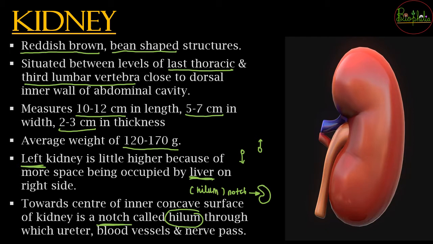Now what happens through this notch? This notch is going to be the entry point for the blood vessels, for the nerve passages, and even for the exit of ureters. So from here you can see in the diagram as well, there are going to be nerve endings, there are going to be blood vessels. So veins, arteries which are going to be coming in and out of it, as well as the ureters which are also going to be coming through the notch that is called as ileum. So it is a concavity. So this is one thing that you need to remember about kidneys.